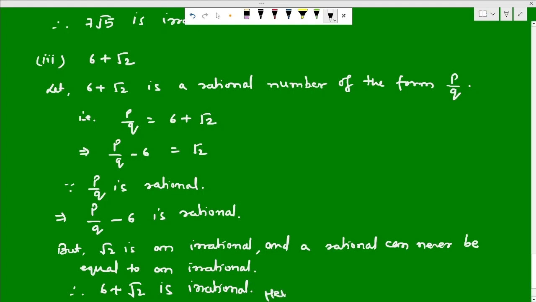So we have proved all three, and here we have completed the exercise.